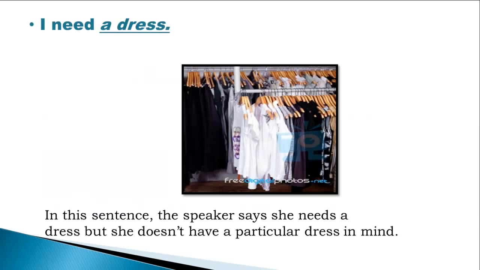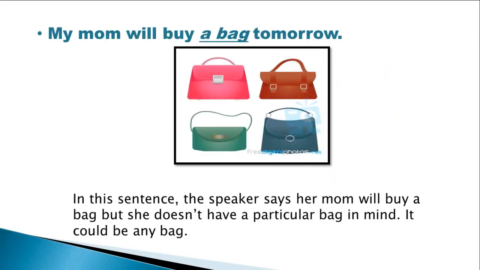I need a dress. In this sentence, the speaker says she needs a dress, but she doesn't have a particular dress in mind. It could be any dress. Another one: my mom will buy a bag tomorrow. In this sentence, the speaker says her mom will buy a bag, but she doesn't have a particular bag in mind. It could be any bag.